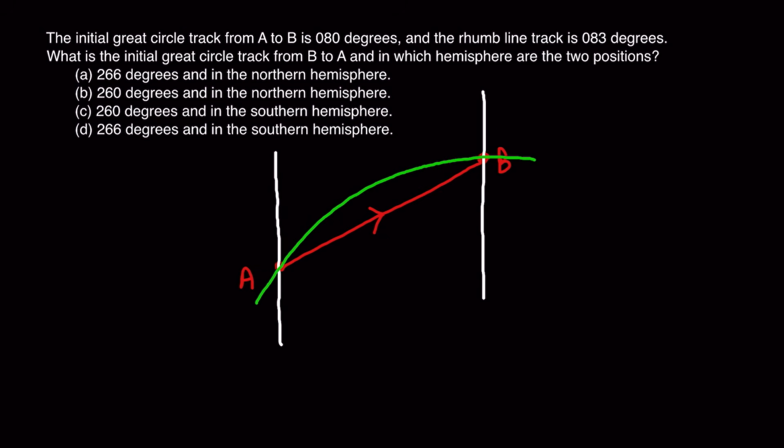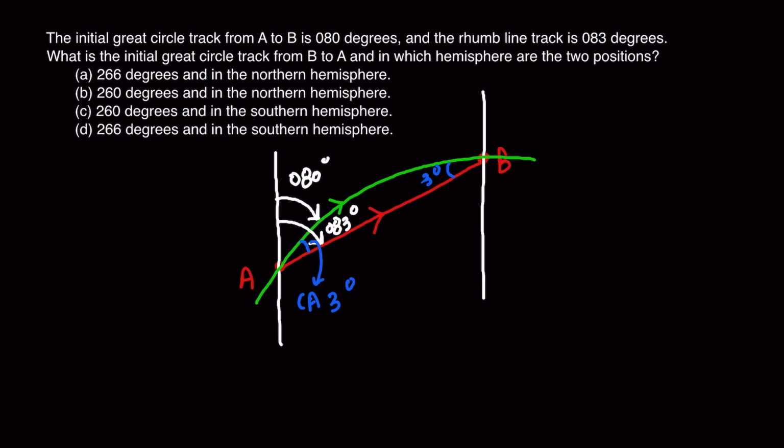So if I disregard the yellow line and only talk about the green great circle track, this is 080, which is the initial great circle track, and this is 083. All right. So this is the diagram as per the question. Now, what do I see from this diagram? I can see that this angle, which is my conversion angle, is 3 degrees, right? 083 minus 080. So if this is 3 degrees, this will also be 3 degrees. Conversion angle is on both sides.